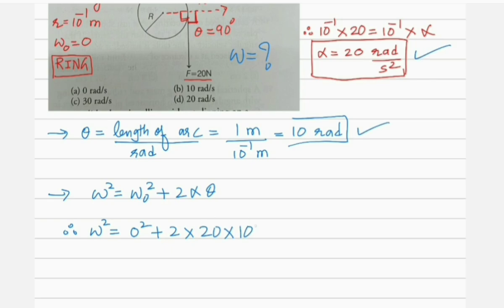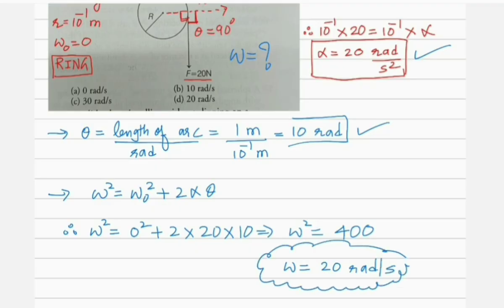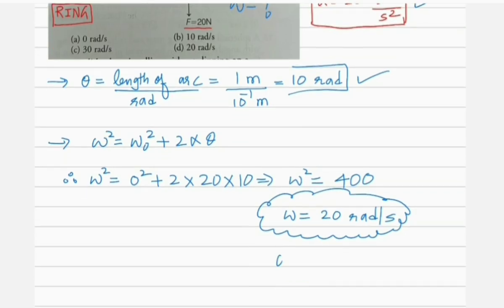into theta, which is your 10 radian. So that means omega square will be, students, 400. Yes, so taking square root on both sides I will be getting omega as 20 radian per second. So the required angular velocity, that is the final angular velocity, omega is 20 radian per second, and that's why this is going to match with option D. Complete these, students. 20 radian per second, this is your answer. Okay.